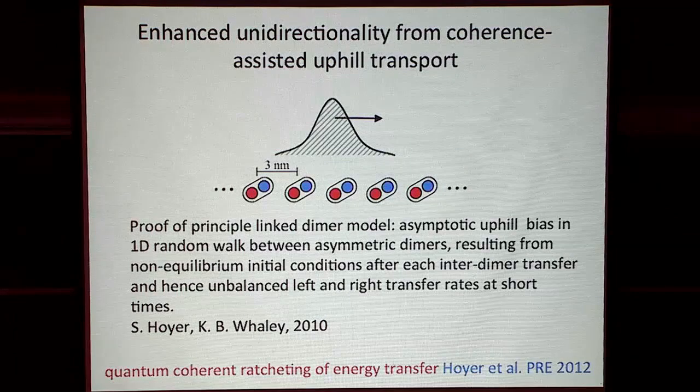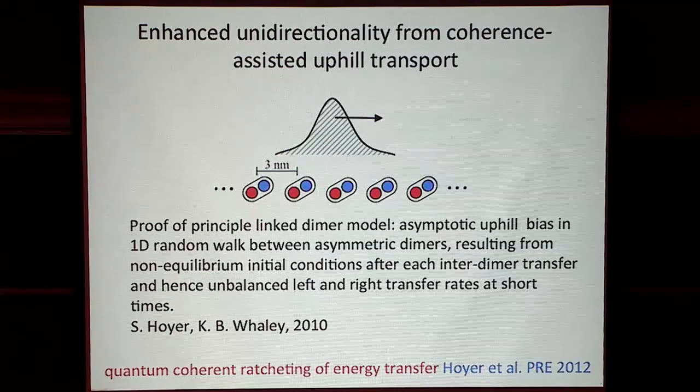So what we showed was that if we take all the relevant parameters from the FMO system in particular, we could make a little toy model, which is a proof of principle of long-range transport. It's basically saying we have an infinite chain of little dimers, chlorophylls 1 and chlorophylls 2, from the FMO, and they're arranged such that if you go from right to left, you always have to go uphill and then down again, uphill and then down again.